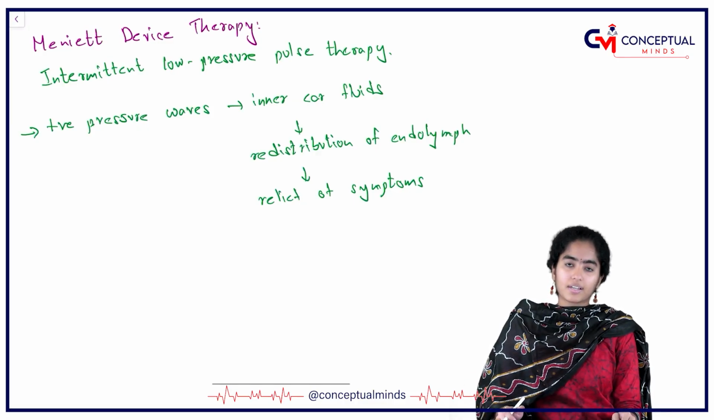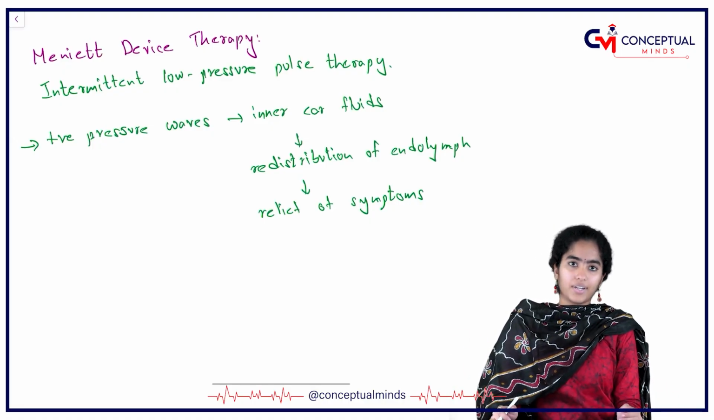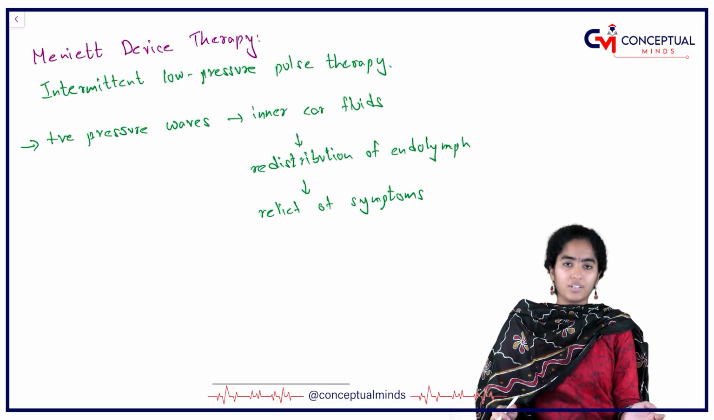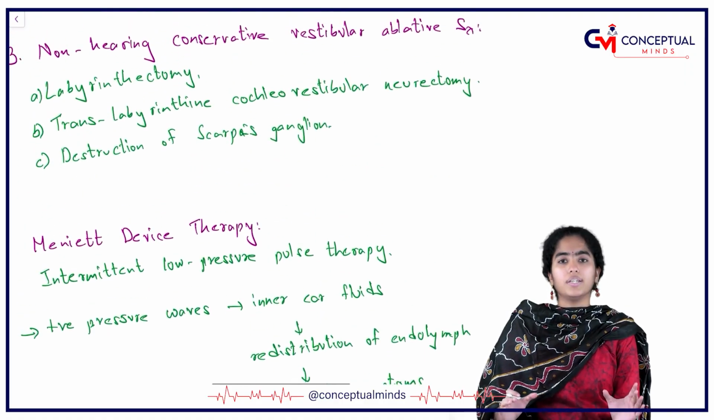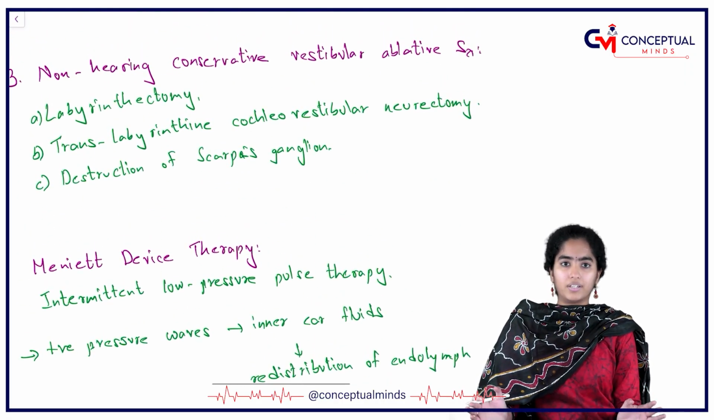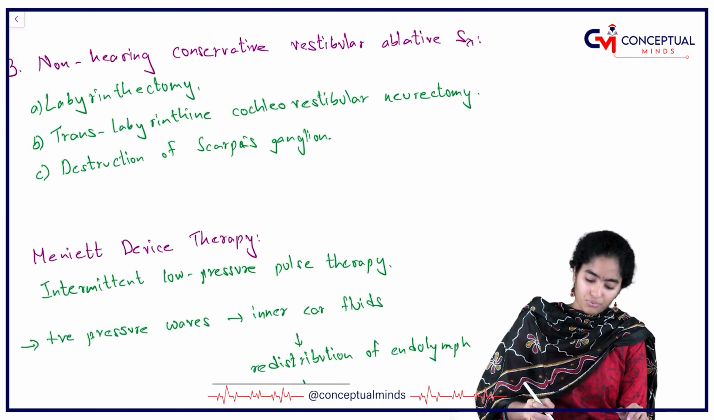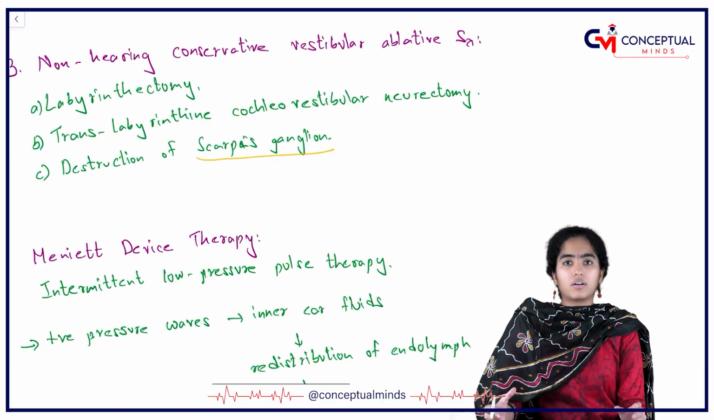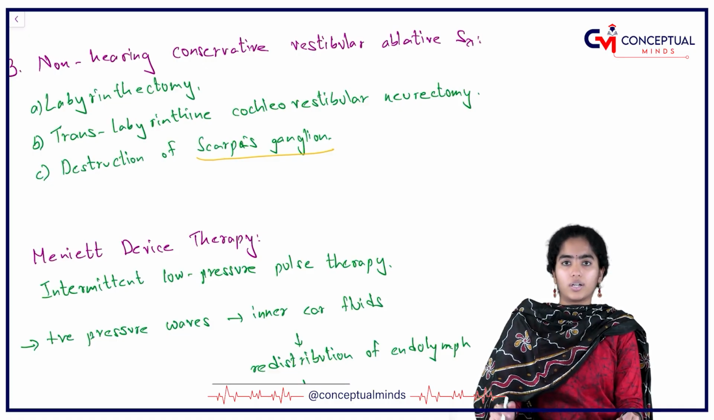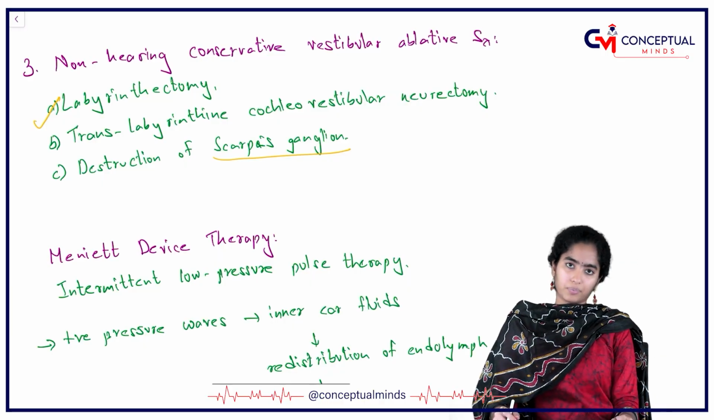The surgical measures can be divided into hearing conservative and non-hearing conservative. In hearing conservative, we again have two types, vestibular ablative and non-vestibular ablative. In non-hearing conservative, there is one type, the vestibular ablative type. In that, labyrinthectomy is done. Translabyrinthine cochleovestibular neurectomy is another method, plus destruction of Scarpa's ganglion. Scarpa's ganglion is a ganglion of the 8th nerve that is present in the internal auditory canal. So these are the three measures, out of which labyrinthectomy is usually done.